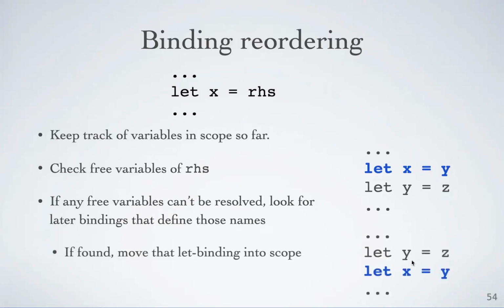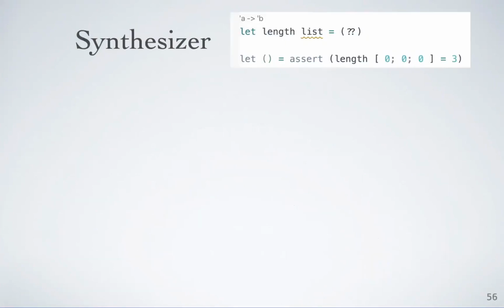So we're going to flip the order here. So now suddenly y is in scope for this binding here. And then we'll repeat for that moved let binding. So we'll look for the free variables of z and repeat. That's our binding reordering algorithm. Actually, it should probably be slightly different, but you can ask questions about that later.